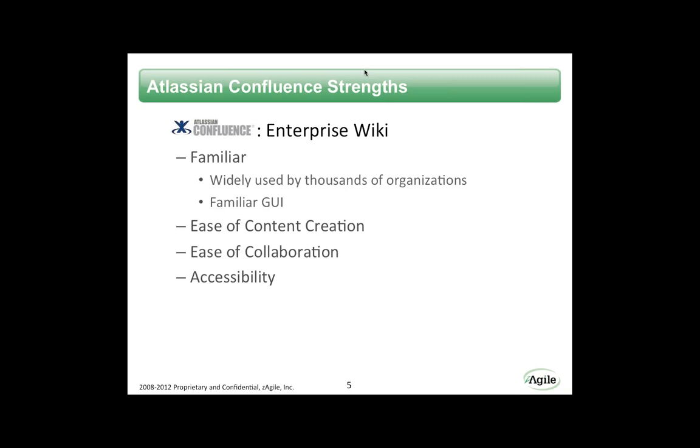Number one, it's familiar. So it's very likely that your organization is already using Confluence. Certainly they're already familiar with a wiki and they're familiar with the GUI. So that's great. You don't have to tell somebody to go to a different interface. Secondly, it's easy to create content. That's nice. Everybody knows or can easily learn how to create content within the wiki.